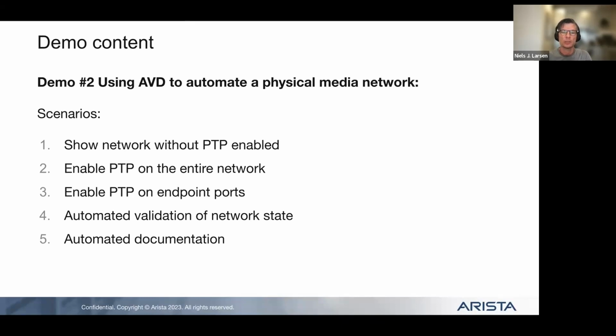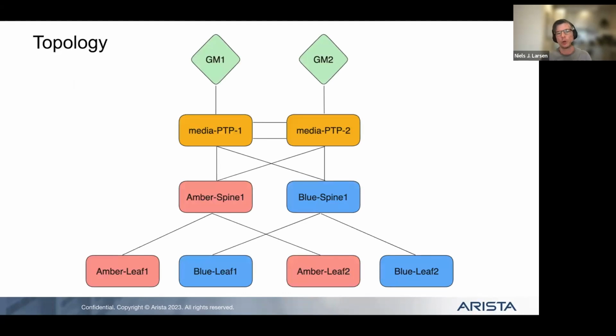And I will show you how easy it is to use AVD to enable PTP in the entire network, including PTP on endpoint ports. And then after doing that, I will show you the integrated validation of the network state, so post-deployment validation, where we query the generated configuration and validate that against the actual running configuration of the network. So we will see if there's any differences. And we will also see how AVD will automatically update and generate documentation, both for the entire fabric, but also per device.